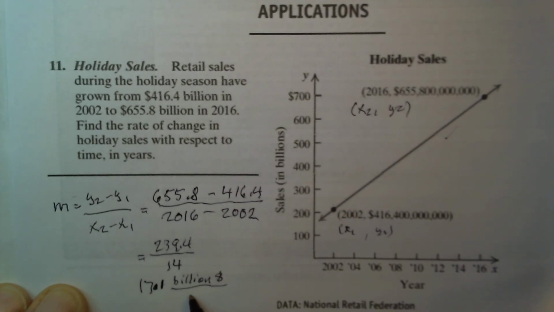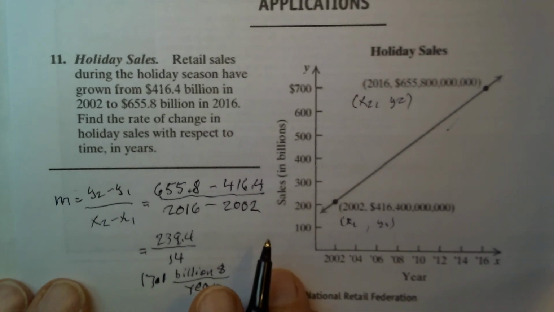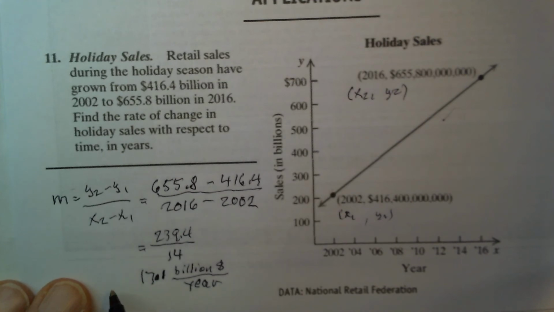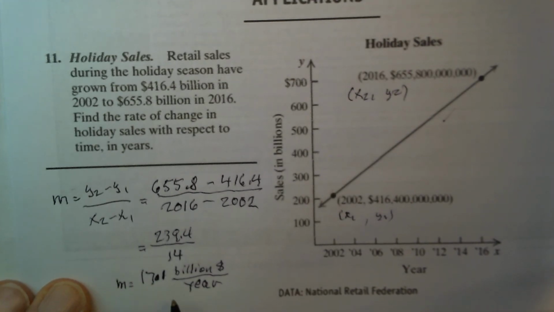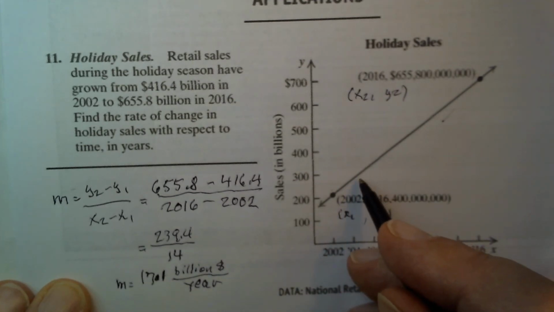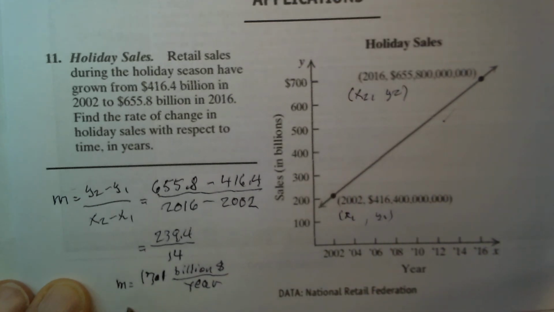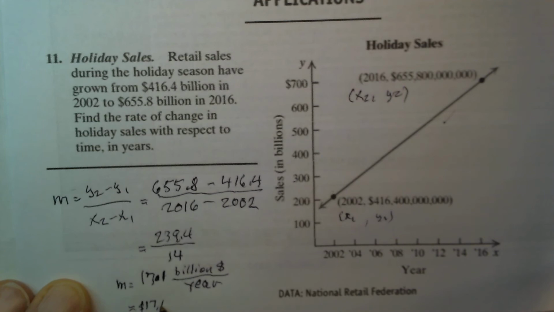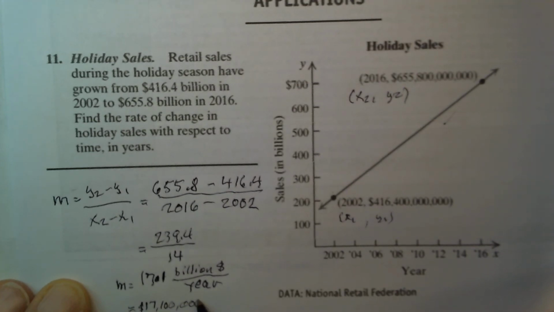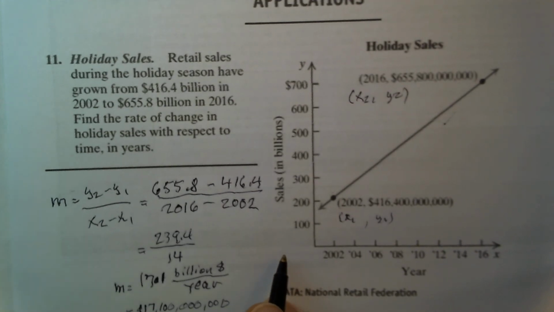per year. Now that's not how we typically write it, but I did it on purpose to show you that the slope in this case has meaning. So the slope m, in other words, the change has been on average 17.1 billion per year. It has gone up by 17.1 billion per year for 14 years. So we typically say 17 billion, 100 million per year.